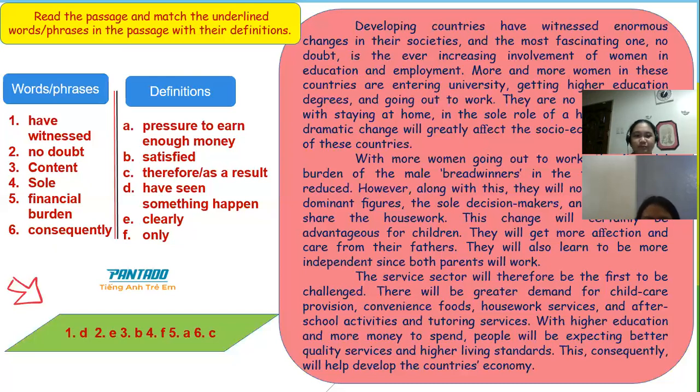Now, can you please read this together with the correct answer? No doubt is clearly. Content is satisfied. Financial burden is pressure to earn enough money. Consequently is therefore or as a result.